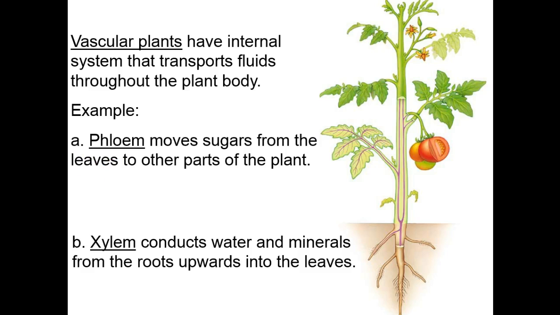Vascular plants. Vascular means there's an internal system that transports fluids. Phloem moves sugars from the leaves, which we just talked about being made through photosynthesis, and transports them down. So phloem flows down here, and xylem here, water and minerals upwards. Okay, so leaves, photons hitting the leaves, and we're going to turn those minerals, water, and so forth into glucose.